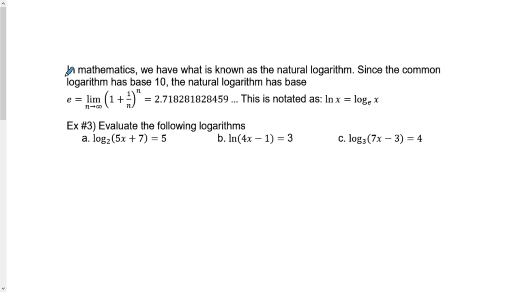In math, we also have what's known as the natural logarithm. Now, since the common logarithm has base 10, the natural logarithm actually has the base e, where e is known as the limit as n approaches infinity of 1 plus 1 over n to the power of n. Now, this is just some fancy calculus speak. Long story short, this is actually a number that is already programmed into your calculator.